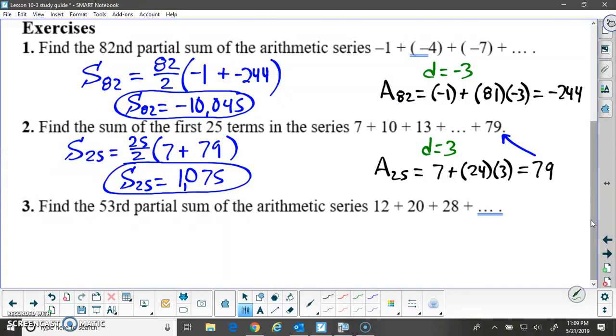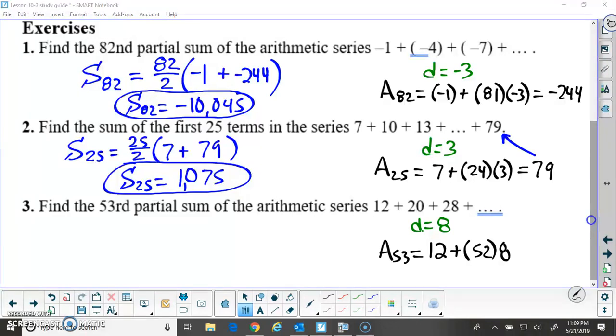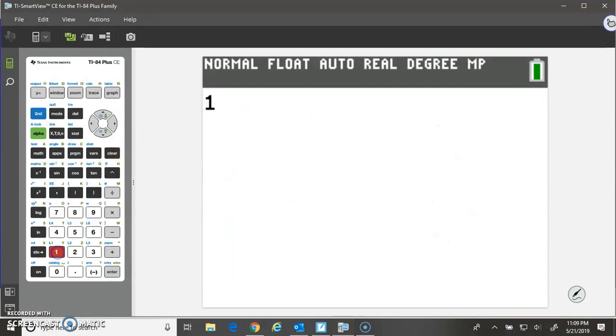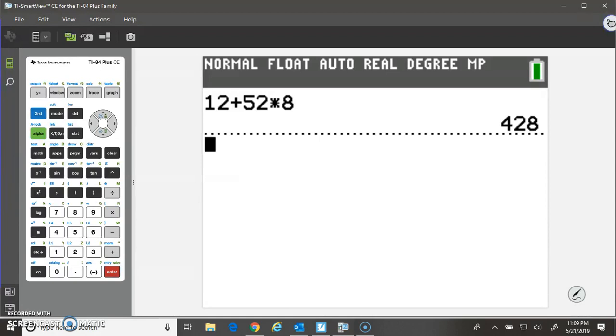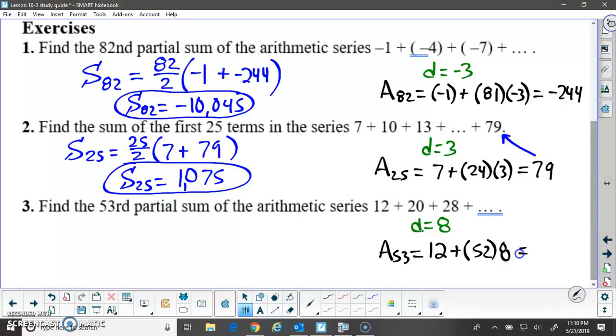So again, 3 things you got to know is n. You can see that's 53. The first term is 12, and the nth term. We don't have the nth term, but hopefully you can tell that the common difference is 8. So let's find the 53rd term using the formula 12 plus 52 times 8. Okay, 12 plus 52 times 8 gives us 428. So that's my nth term.